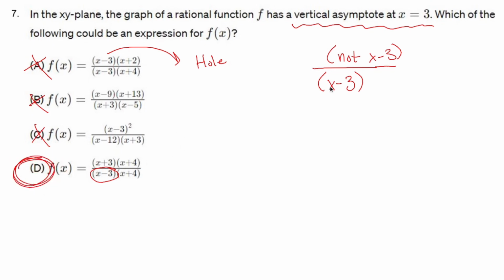And the reason why you want an x minus 3 in the denominator is if this were to equal 0, you would add 3 to both sides to get x equals 3, which is this guy right there. Now, why would we want the denominator to equal 0? Well, a vertical asymptote exists at a place that makes the function undefined, and it's undefined when the denominator equals 0.